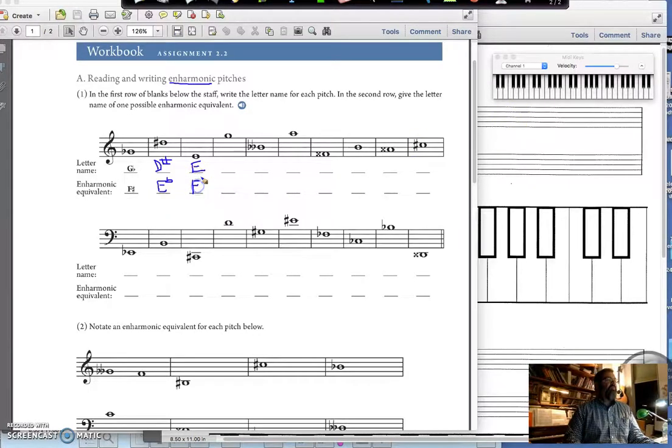And what does that mean? That means F made to be lower by a half step. So this thing right here, where F would be next to it, we'll call that F flat as well. Here's another white key that we can rename.